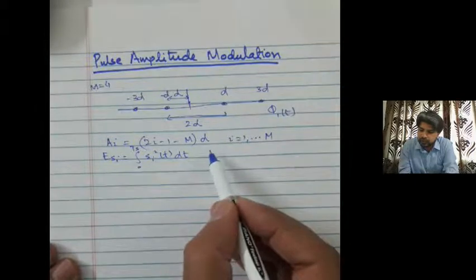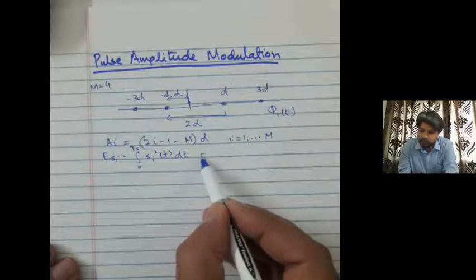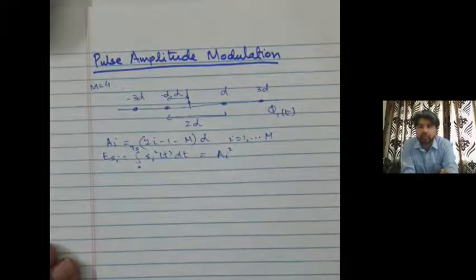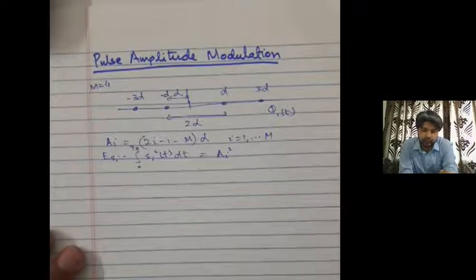And we know that each amplitude AI would have a unit energy. So your energy depends on AI, and your energy would be AI squared. But your energy would be different for different values of I. So it makes sense to compute what is called the average symbol energy.